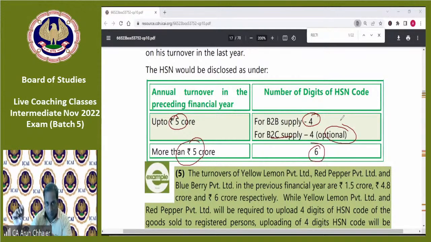This has to be entered in the tax invoice, and also has to be reported in the GSTR1. What is the digit requirement? If my aggregate turnover is up to 5 crore, then for B2B it is 4 digit, and for B2C it is optional. If my aggregate turnover is more than 5 crore, whether it is B2B or B2C, it is mandatorily 6 digit.